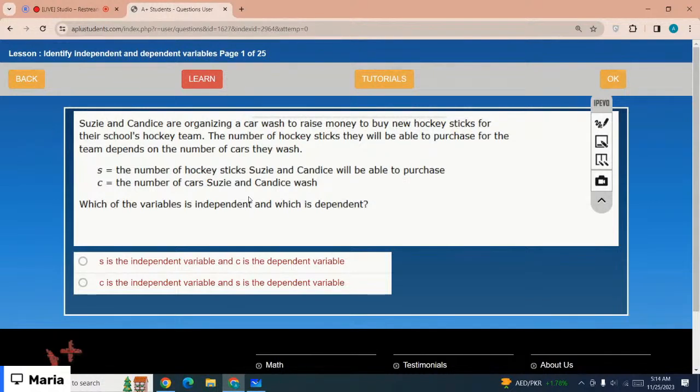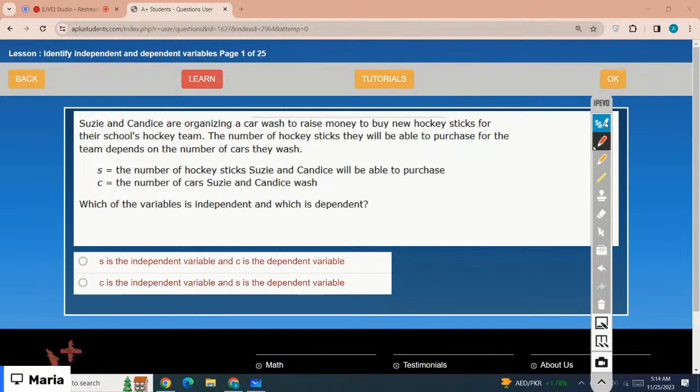Now this is given in the question. Read the question very carefully. The number of hockey sticks they will be able to purchase for the team depends on the number of cars they wash, right? That means the number of hockey sticks is the dependent variable. S is the number of hockey sticks, and the number of cars washed is the independent variable.